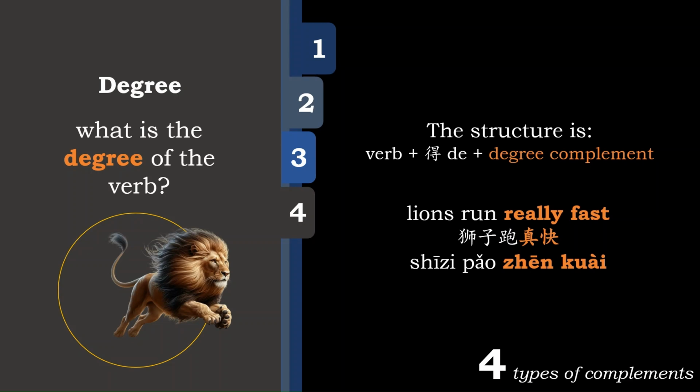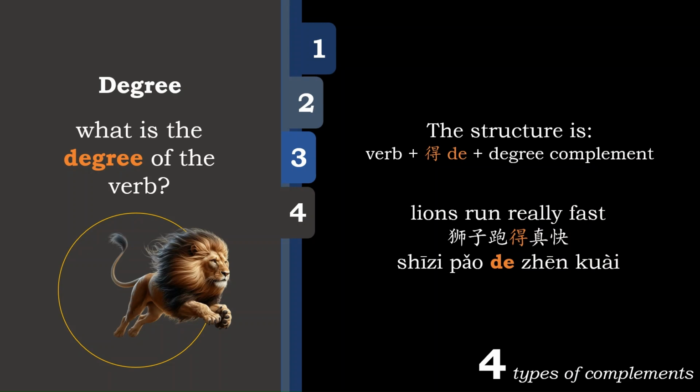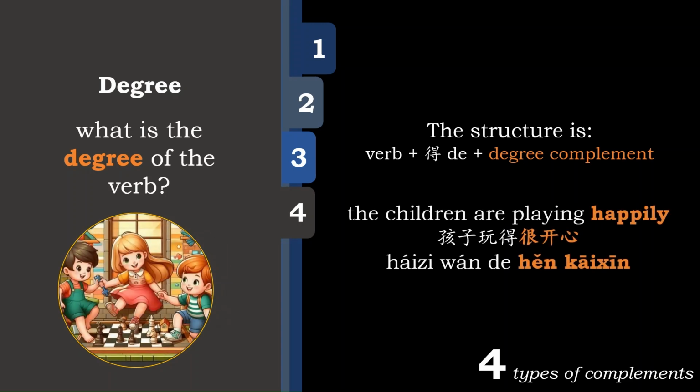But take a look at the structure and note what is missing from the Chinese sentence. It is 得. So 狮子跑真快 is incorrect. 狮子跑得真快 is the correct way to express this. And remember that everything after 得 is the degree complement, which in this case is really fast, 真快. Here is another example. The children are playing happily, so it follows the structure. 孩子玩 verb 得很开心 degree complement. 孩子玩得很开心.